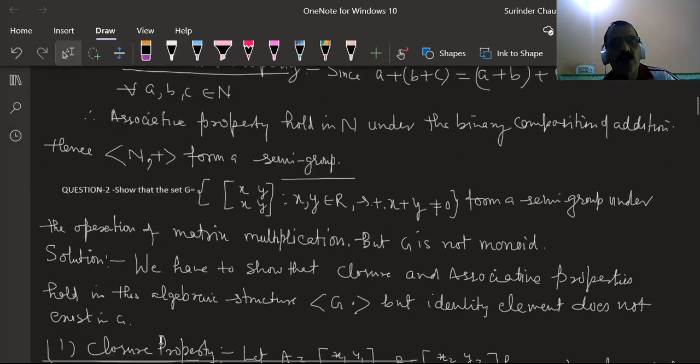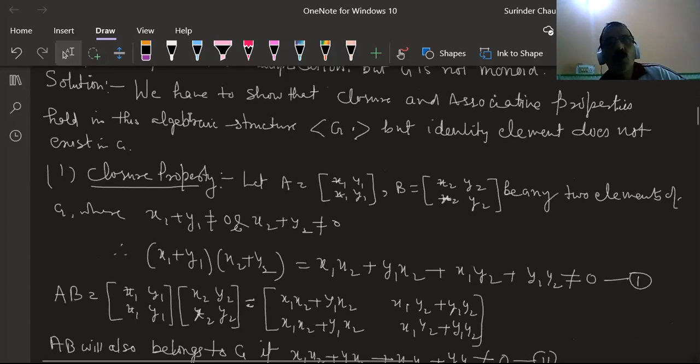Now let's discuss another example. Show that the set G of matrices of the given type, whose first element of the first row and first column are the same, and the first and second column are the same, both being real numbers, such that the sum is not equal to 0, forms a semigroup under the operation of matrix multiplication, but it will not form a monoid.